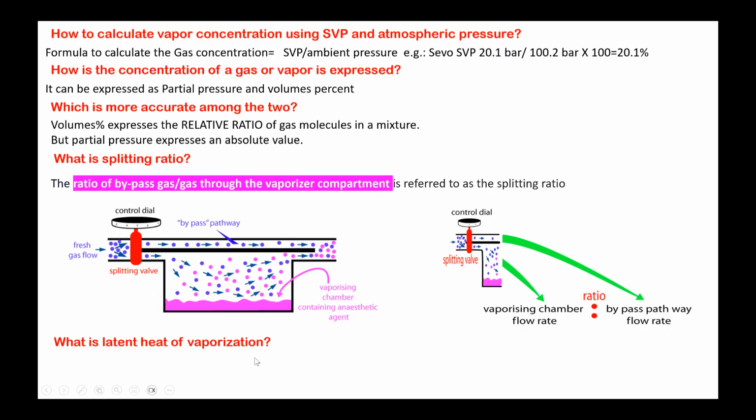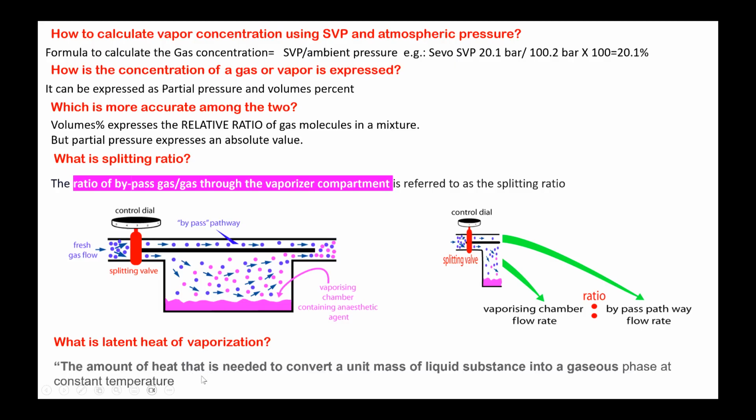Where is the heat hidden? For example, if a liquid is capable of becoming a vapor by evaporation, where does it get the heat to become a vapor? Sir, that intermolecular attraction. It has got a heat inside itself. Okay. So the latent heat of vaporization is the amount of heat needed to convert a unit mass of liquid substance into the gaseous phase at a constant temperature.